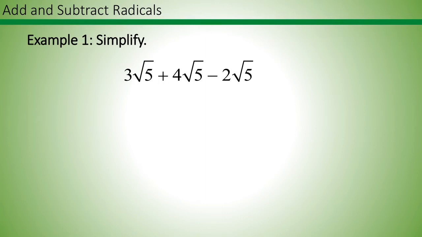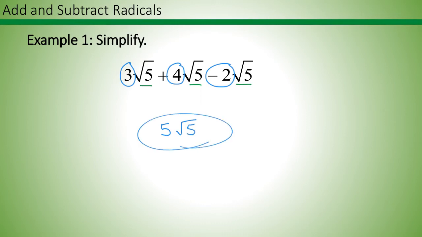Okay, so here's an example. We want to add and subtract these. So since all of these numbers are the same, I can combine the coefficients of these. So 3 plus 4 minus 2, and that is going to be 5 square root of 5. And that's it there.